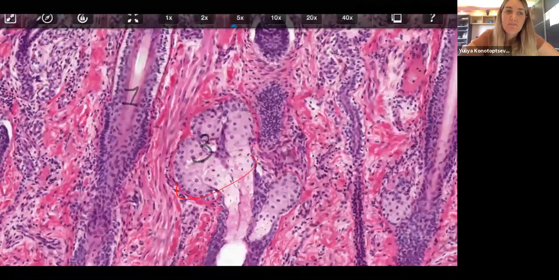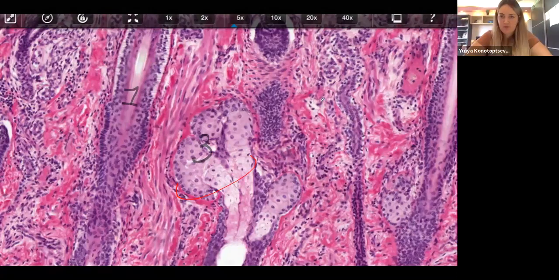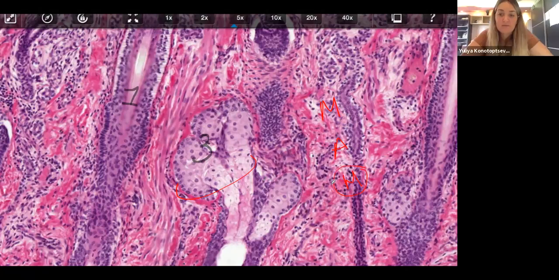Could you tell me the type of secretion? Apocrine. There are 3 types of secretions. We have the merocrine, apocrine, and holocrine. Which one is here? Holocrine. What does holocrine mean? Apoptosis. Very good.